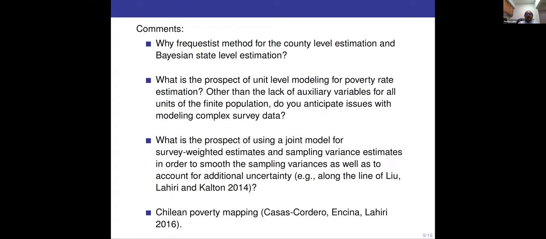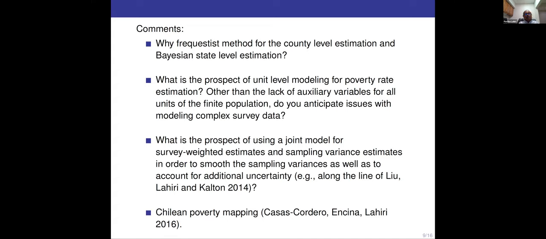And what is the prospect of unit level modeling for poverty rate estimation, especially when I see a number of projects that were discussed today use unit level modeling? And Carolina gave some reason that it is difficult to get good auxiliary data at unit level, not just in the sample units, but for all the units of the finite population. That's a challenging task. And I actually had some experience in this with the USDA data. They have a very good sampling frame where they have a lot of good auxiliary information, but sometimes it creates problems. You have missing data, you have outliers, you have measurement error. So these are the things that one has to be careful about when dealing with unit level problems. But other than that, do you anticipate any issue with modeling complex survey data?